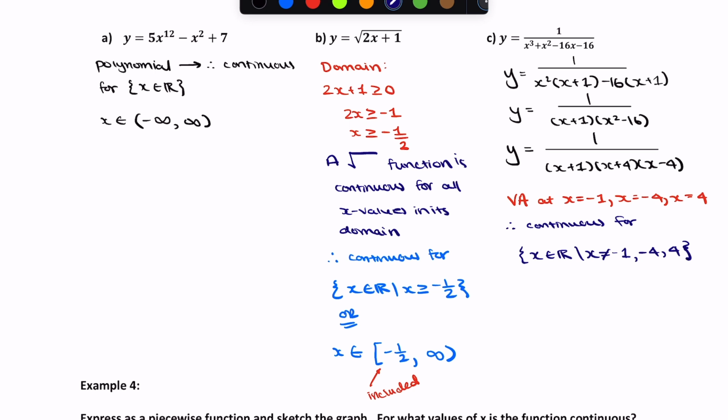Or you can also write it like this. x is an element from -infinity to -4, and from -4 to -1, and from -1 to 4, and finally from 4 to infinity. So again, that U symbol just means the union.